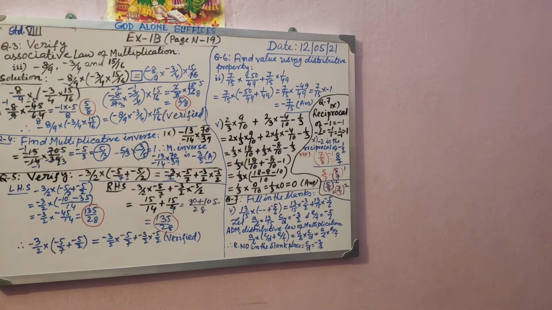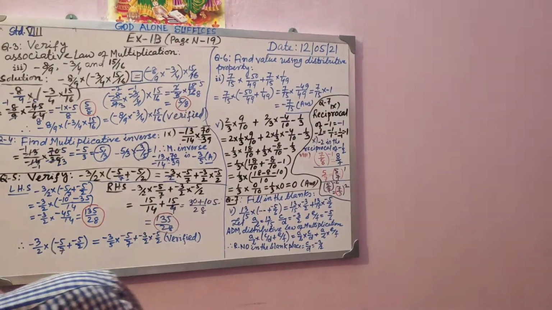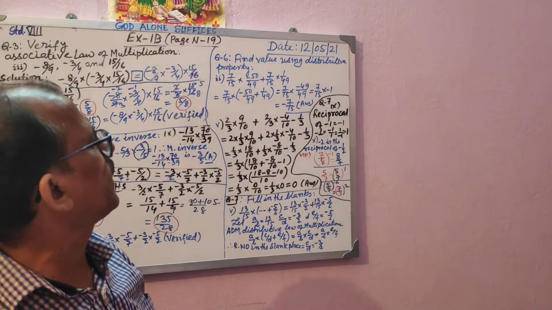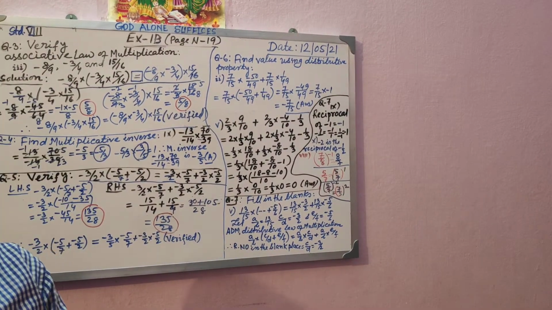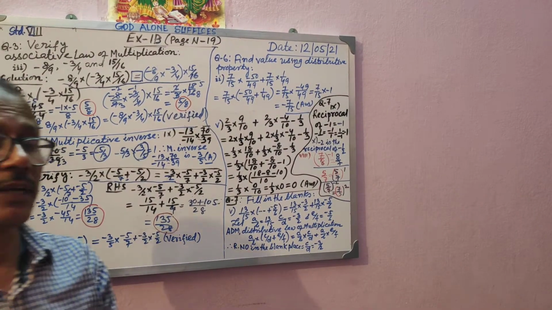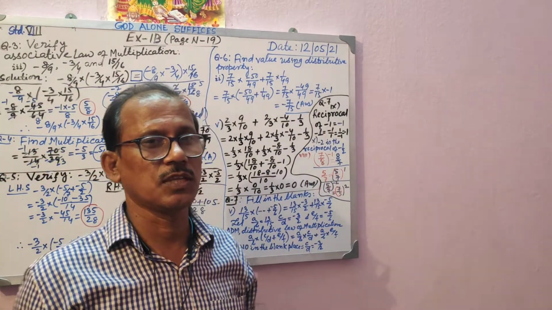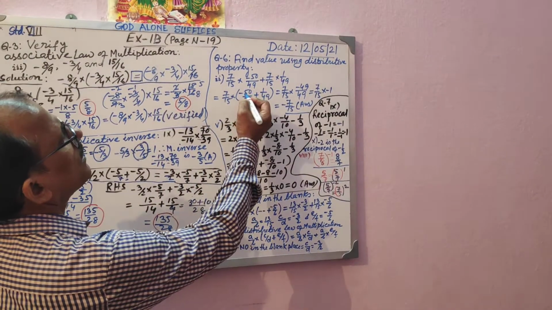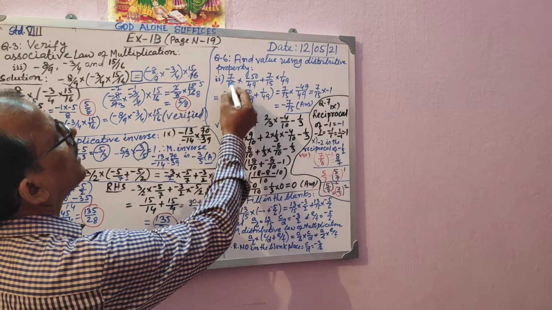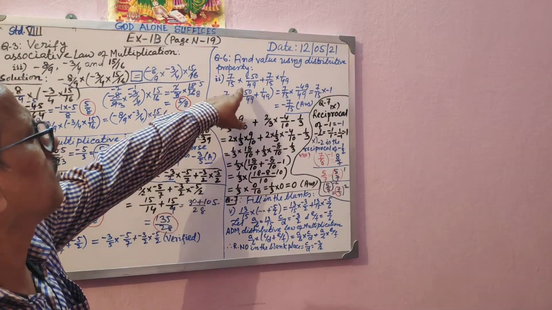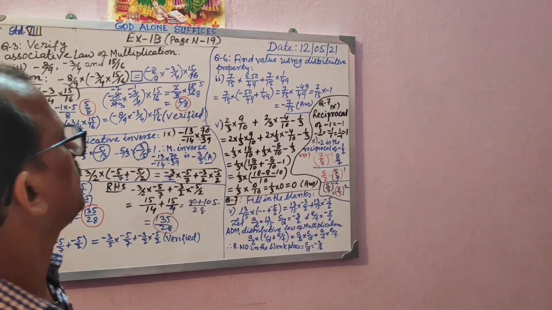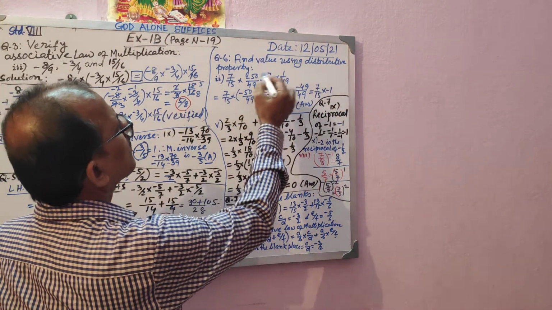Okay, students, let us move on to question number 6 and further. Question number 6 asked you to find the value using the distributive law. I said the distributive law will be used many times in our maths, so you should practice it. Here, one rational number, 7 by 15, is multiplied with minus 50 by 49 plus again 7 by 15.